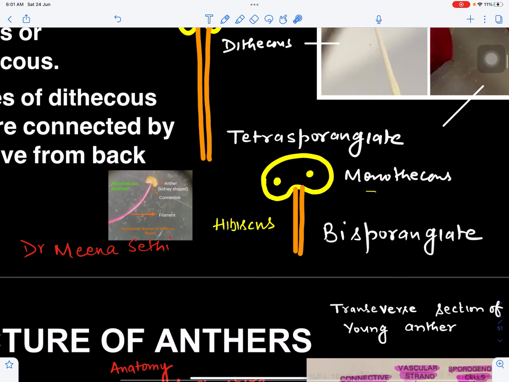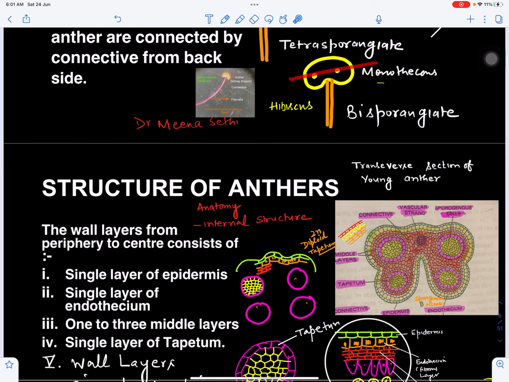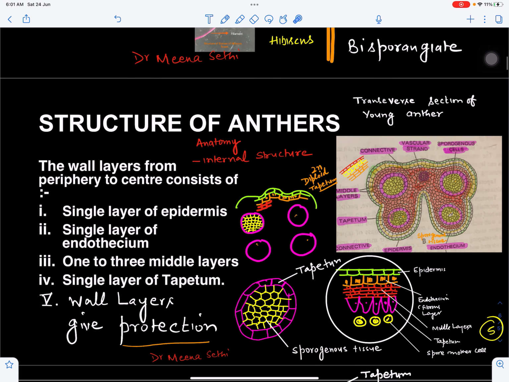Now if we cut a section of the anther from here or here, we can see the anatomy of the anther, that is, the internal structure of the anther in detail. When we cut, this is called a transverse section. When the anther is young, we call it the transverse section of a young anther. When it is mature, it will be called the transverse section of the mature anther.